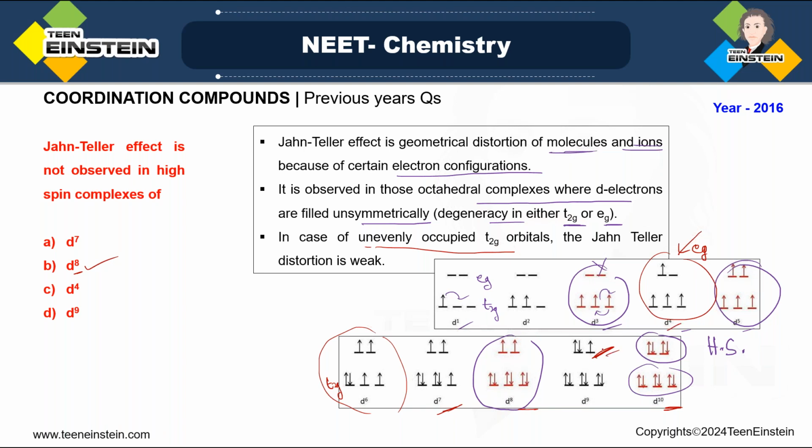So for d4, d9 there will be strong Jahn-Teller. I am not saying for d7 there will not be Jahn-Teller, but it will be comparatively weak. Why am I saying so? Because sometimes you may get a question where it is asked in which case the Jahn-Teller effect is very intense. So that you can compare, that is why I am giving this extra information. When there is unevenly occupied t2g, Jahn-Teller is weak, but if it is unevenly occupied eg, Jahn-Teller is strong. But in our case, we just have to find in which case it is not observed, and the correct option is d8. Okay, option B.